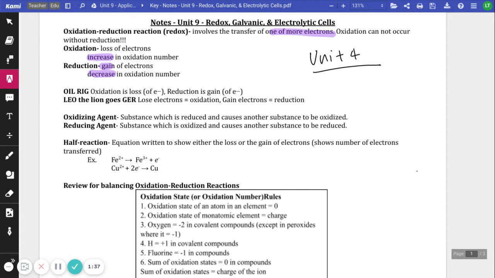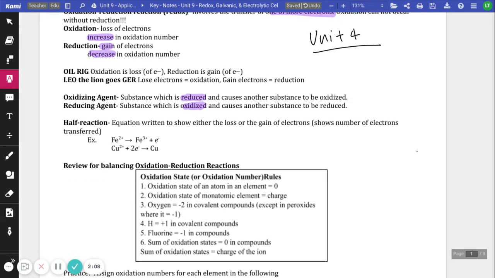Then we briefly talked about an oxidizing and reducing agent. Those are no longer covered on the AP exam, but basically the oxidizing agent is the substance which is reduced, and so it causes something else to be oxidized. The reducing agent is oxidized and causes something else to be reduced. But again, those aren't covered on the AP exam, so it's not super important that you know them. Just be familiar with the terms.